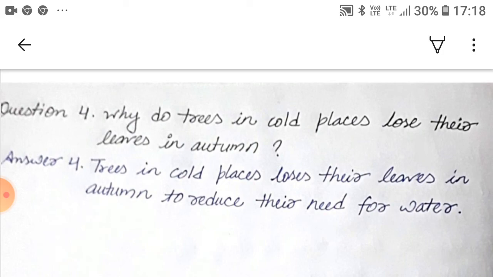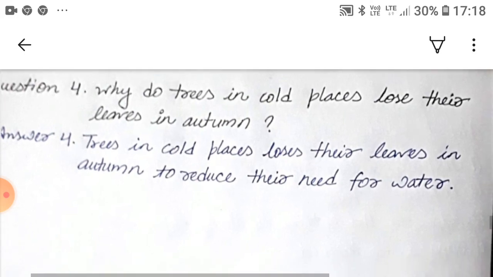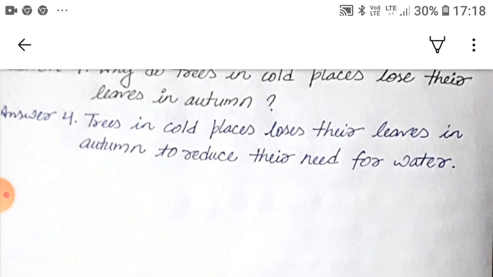Question 4. Why do trees in cold places lose their leaves in autumn? So its answer, trees in cold places lose their leaves in autumn to reduce their need for water.